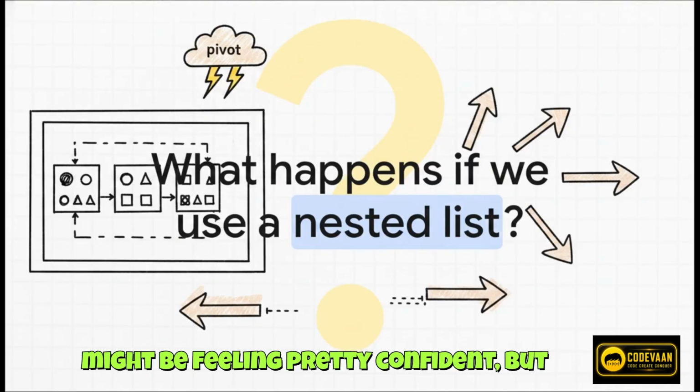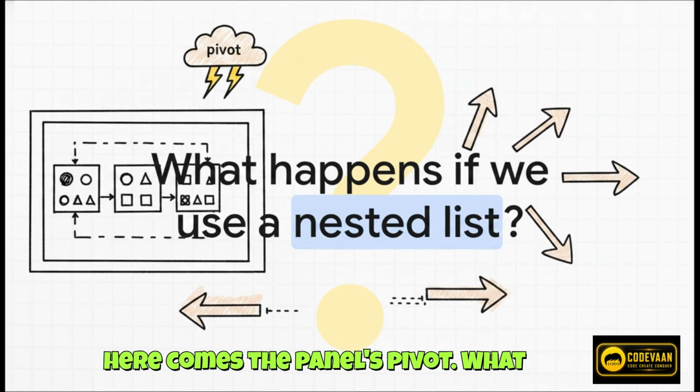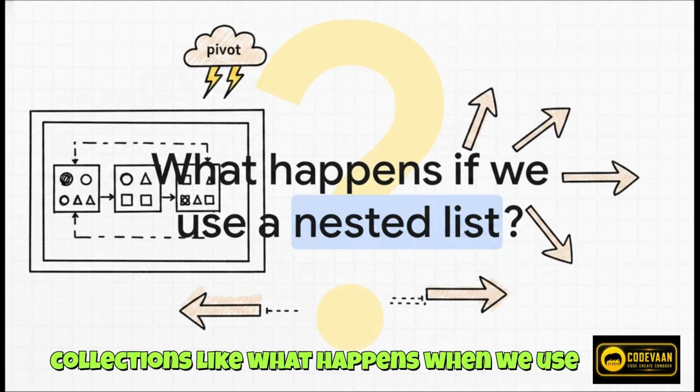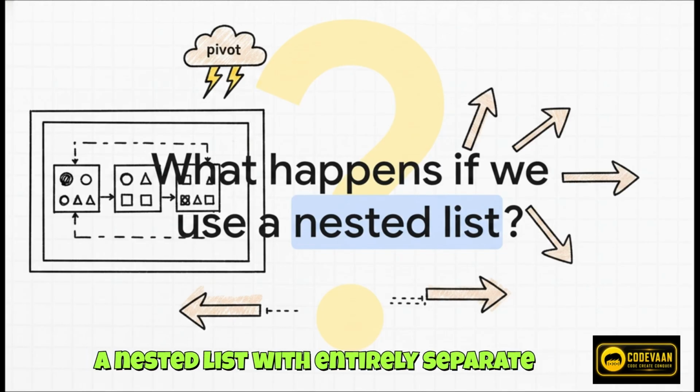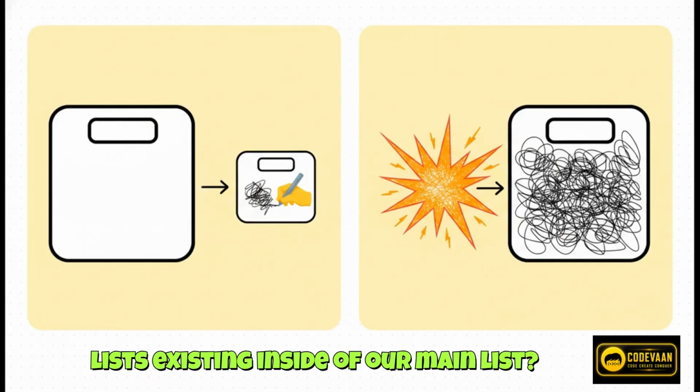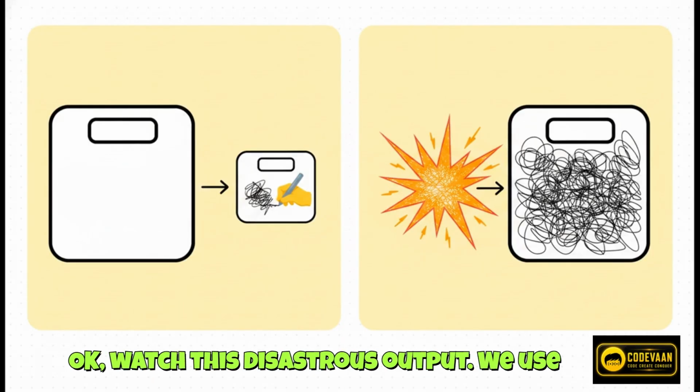At this point, you might be feeling pretty confident, but here comes the panel's pivot. What happens when we have a collection of collections? Like, what happens when we use a nested list, with entirely separate lists existing inside of our main list? Okay, watch this disastrous output.